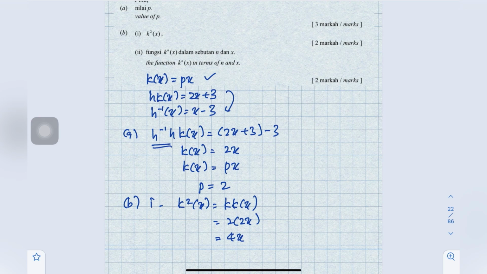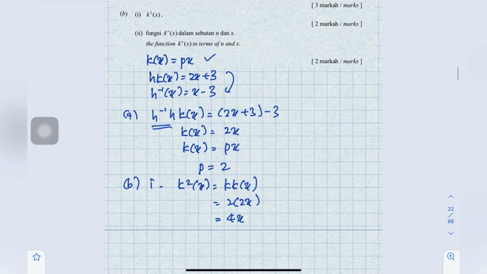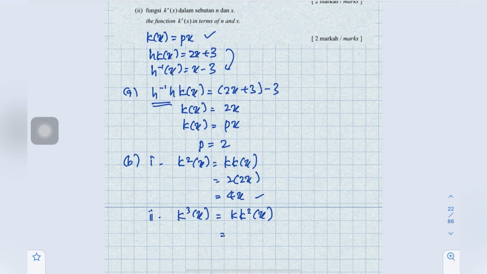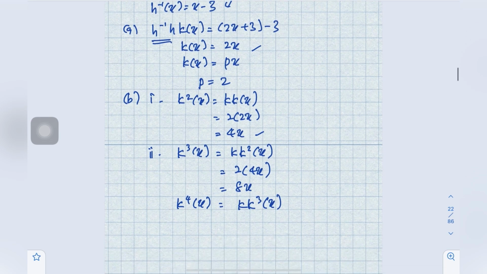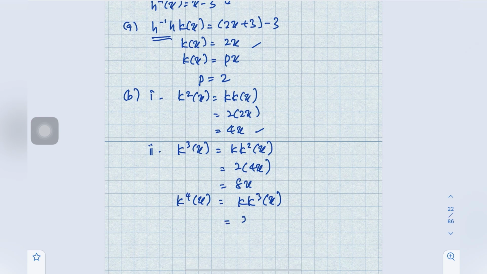Roman 2, find the function of k^n(x). Before finding that, we try to find k cubed x. K cubed x is k squared x into k, so 2 times 4x equals 8x. If we want to do more, k^4(x) is k cubed into k, so 2 times 8x equals 16x.